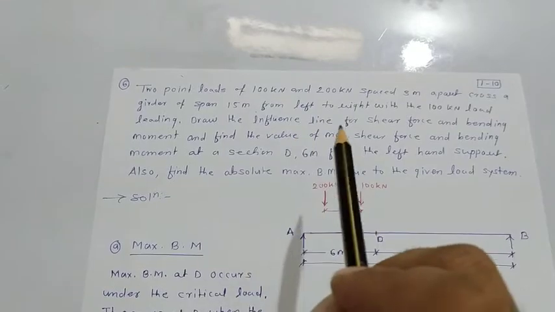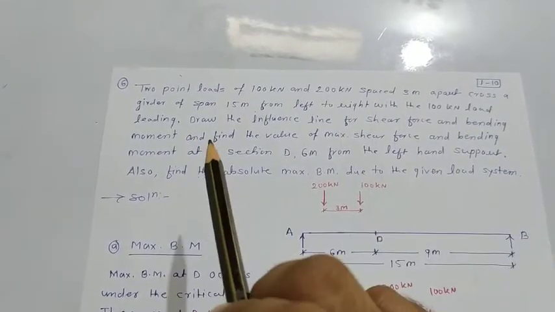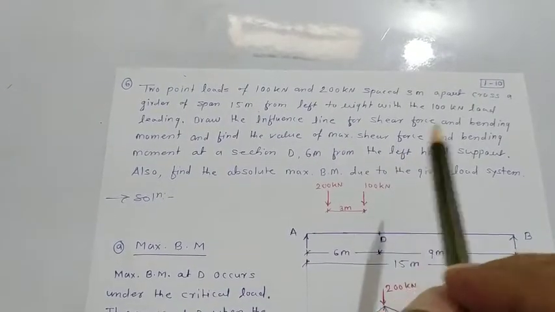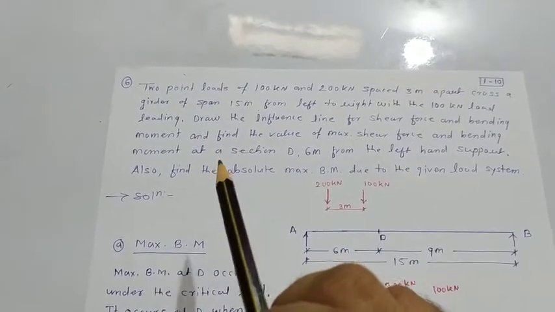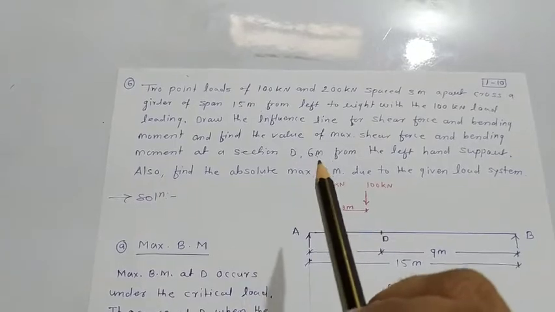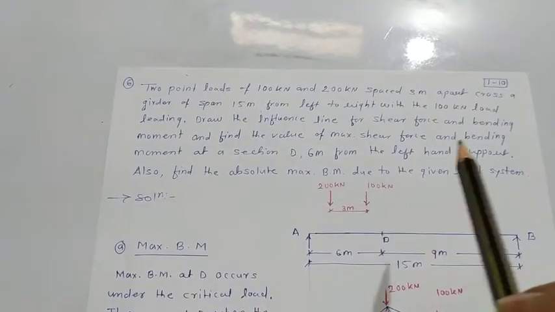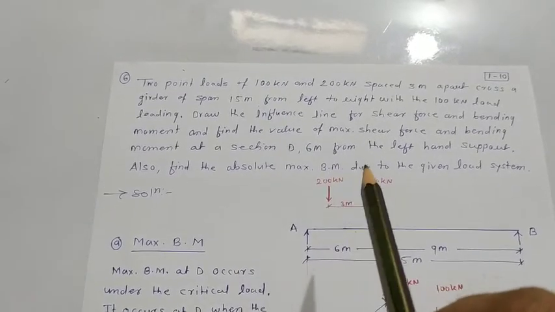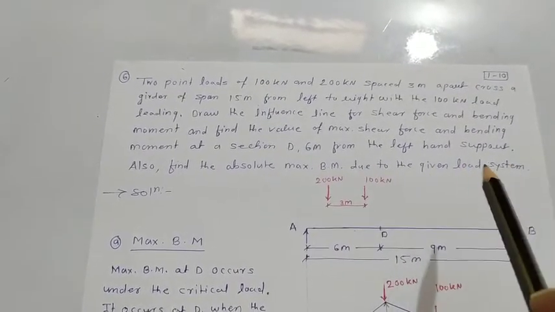Draw the influence line for shear force and bending moment and find the value of maximum shear force and maximum bending moment at a section D, that is 6 meter from left hand support. Also find the absolute maximum bending moment due to the given load system.